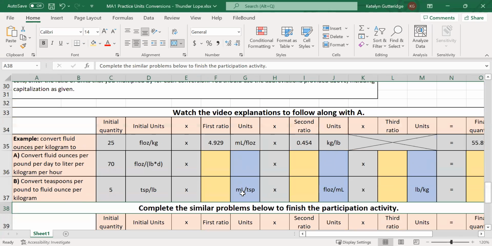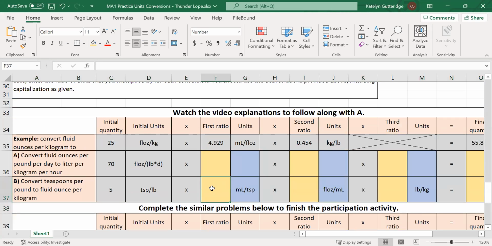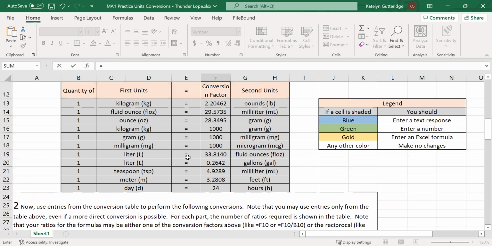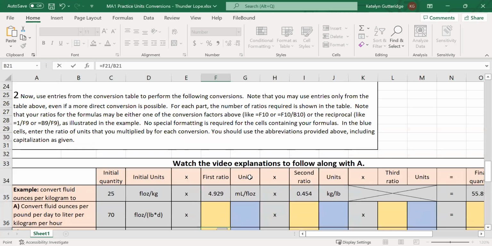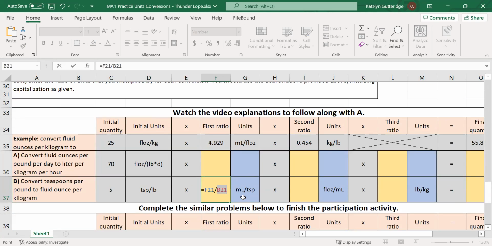So let's start with milliliters over teaspoons. This is a gold cell, so we always want to start it with an equal sign. We're going to scroll up to the table above. We want to find the milliliters and teaspoons row. We want to put the number on milliliters first, since it's in the numerator, and divide it by the number with teaspoons. So let's scroll up to the table. Milliliters and teaspoons are in row 21 together. I need milliliters first and then divide it by teaspoons. And I know to put milliliters first because milliliters goes first in the blue cell. That's how I know that milliliters go over teaspoons. And then I'll hit enter.